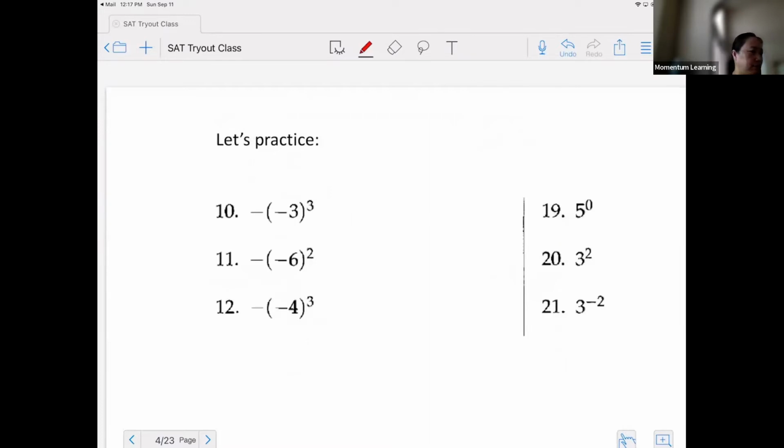So let's look at just a couple. Let's look at 10 and 11. We do that very quick.